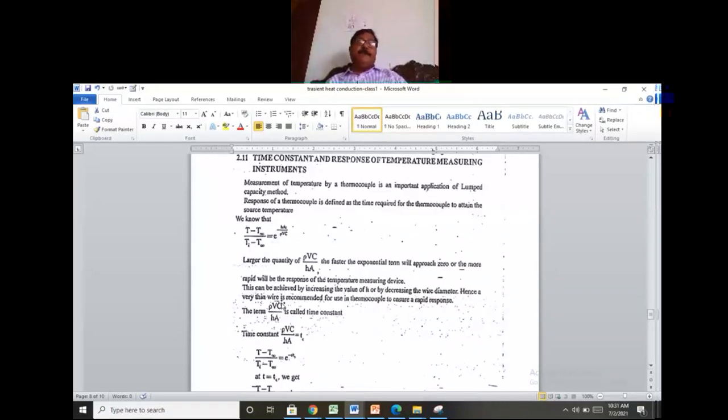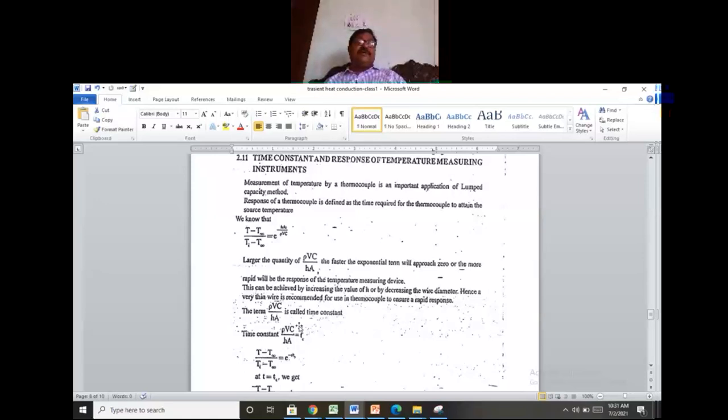You see here, the larger the quantity of this term, the more rapid will be the response. This is achieved by increasing the value of h, by decreasing the wire diameter. Hence, a very thin wire is recommended for the thermocouple to ensure a rapid response. That means as the wire thickness decreases, the response will be better.